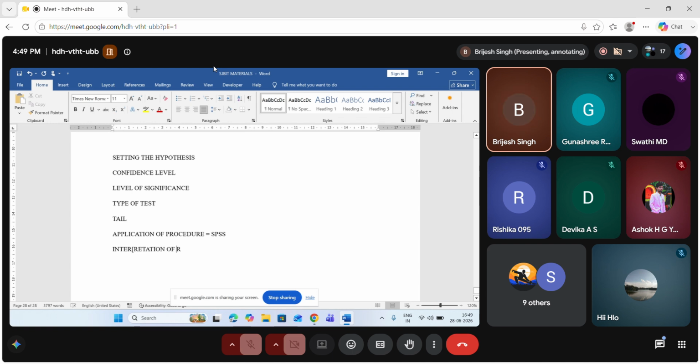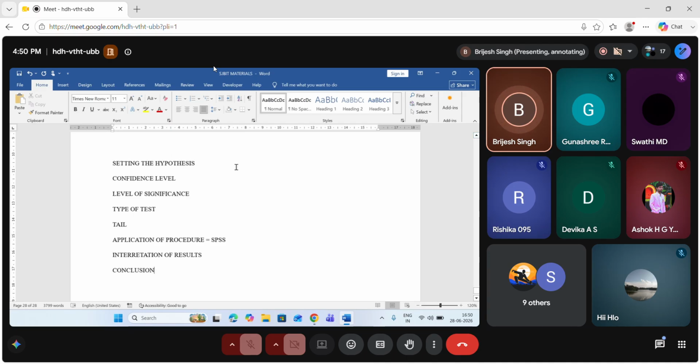Once the interpretation of results comes, then the conclusion part. So this is what you will be expected to write in any kind of report, and this is what generally happens. First you will be defining the hypothesis. Most probably two variables are already given over there.